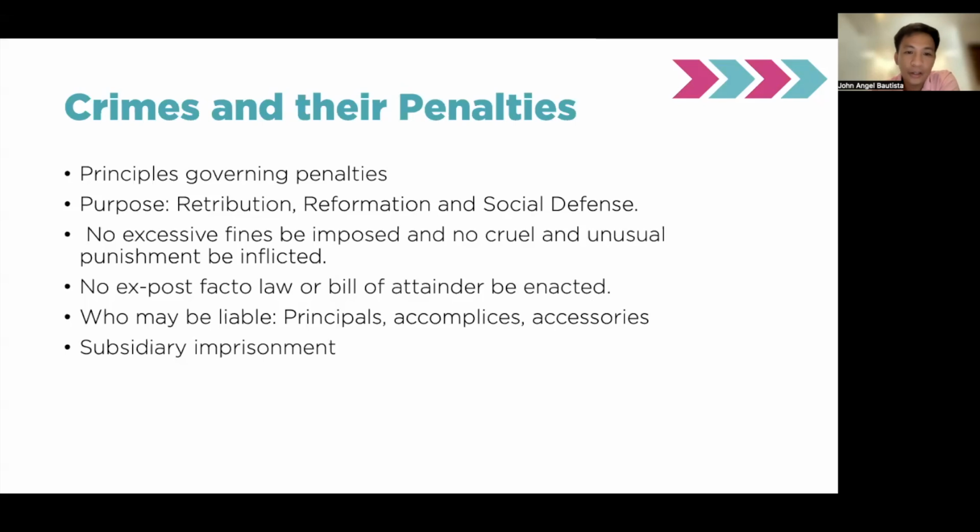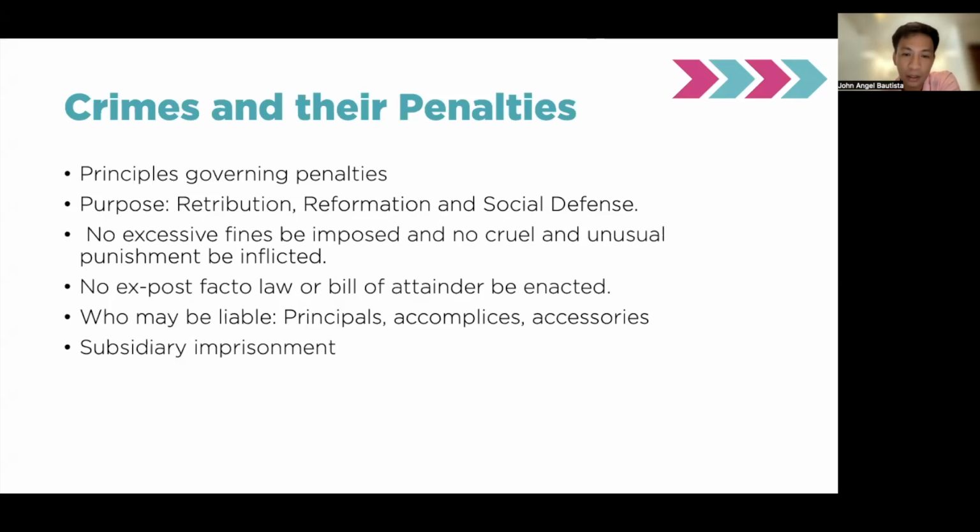So yan. No excessive fines and no cruel and unusual punishment must be inflicted. So ang penalties lang natin ay usually mga kulong. Wala tayong death penalty so far, no? Pero the Constitution does not really prevent the Congress from enacting death penalty again. No ex post facto law or bill of attainder may be enacted. Na-discuss ko na kanina yan, no?